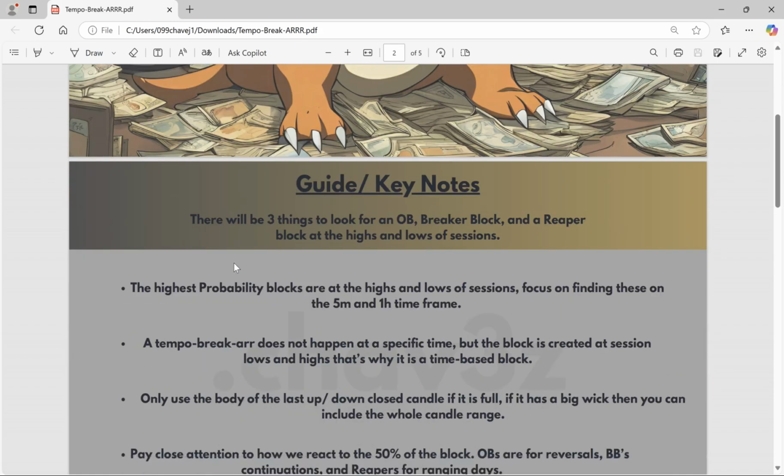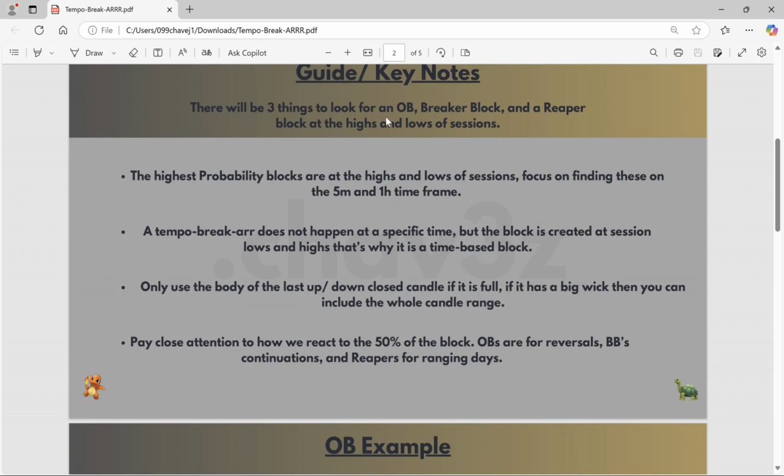But like I explained, some of the things to look out for are the order block, the breaker block, or the Reaper, and the Reaper we'll go over at the end. And it's literally at the highs and the lows of the session, like I just showed you. So the highest probability blocks that you're going to create are going to be on the 5-minute and the 1-hour time frame.